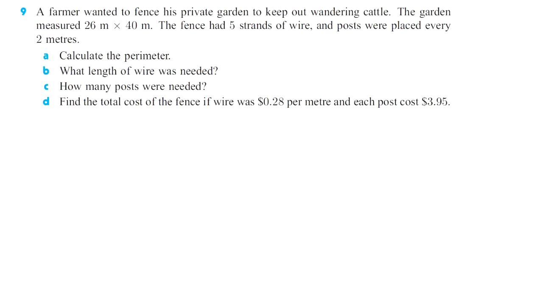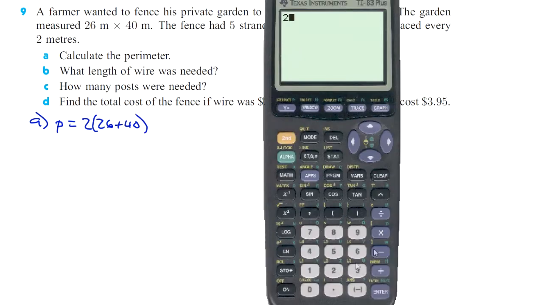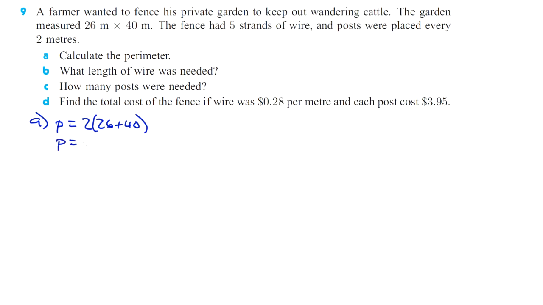All right, let's move on to the next one. Number 9, a farmer wanted to fence his private garden to keep out wandering cattle. The garden measured 26 meters by 40 meters, and the fence had 5 strands of wire, and posts were placed every 2 meters. Calculate the perimeter. So part A should not be too bad. The perimeter is going to equal 2 of the 26 lengths plus the 40 lengths, right? So that's 2 times 26 plus 40. Yep, so that's going to be 132 meters total for the perimeter.